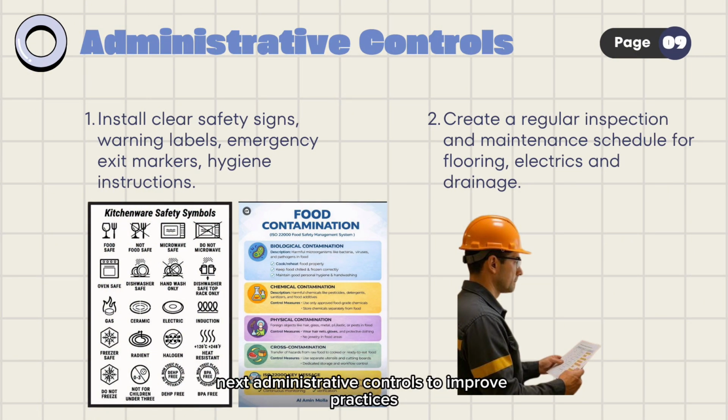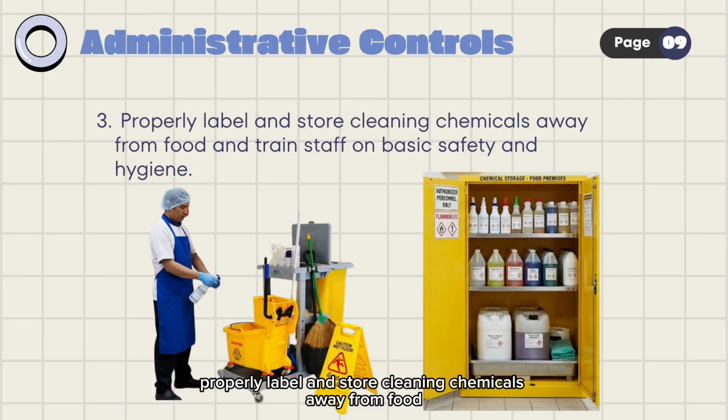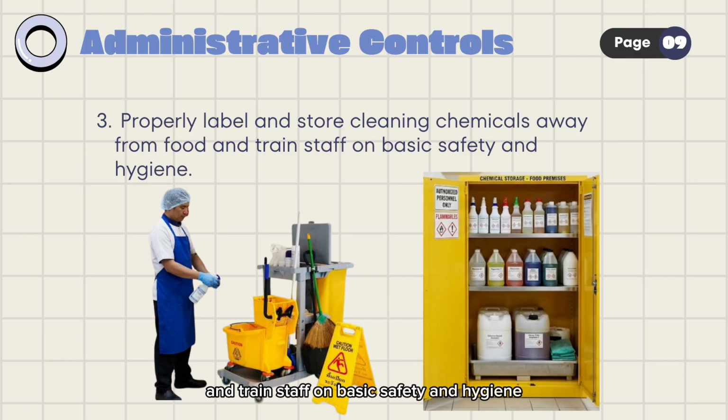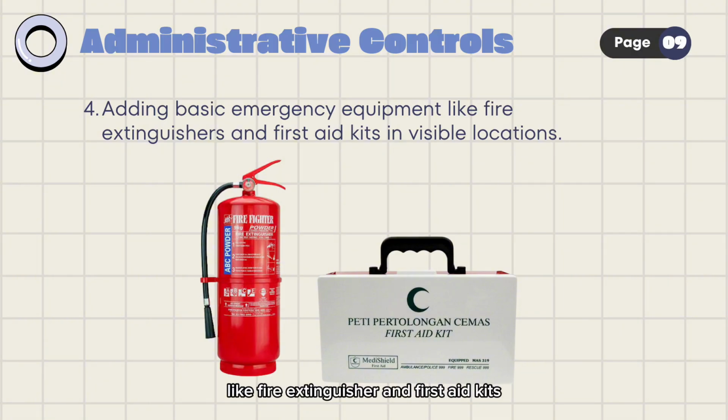Next, administrative controls to improve practices. First, install clear safety signs, warning labels, emergency exit markers, and hygiene instructions. Second, create a regular inspection and maintenance schedule for flooring, electrics, and drainage. The third one is to properly label and store cleaning chemicals away from food and train staff on basic safety and hygiene. We also recommend adding basic emergency equipment like fire extinguishers and first aid kits in visible locations at the cafeteria.